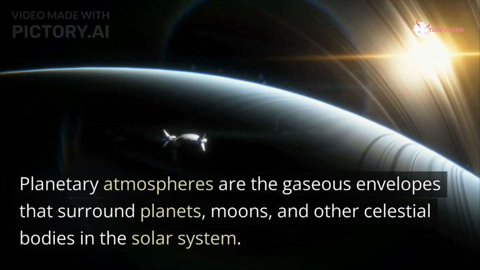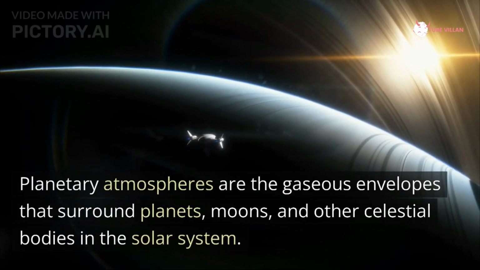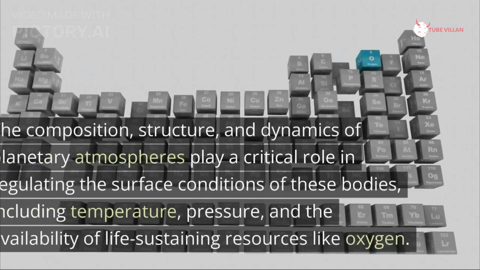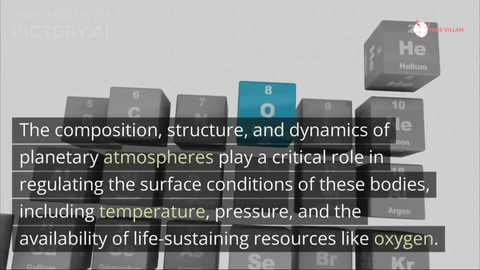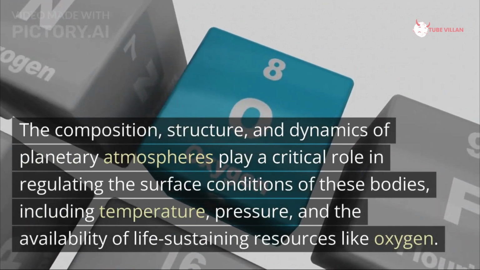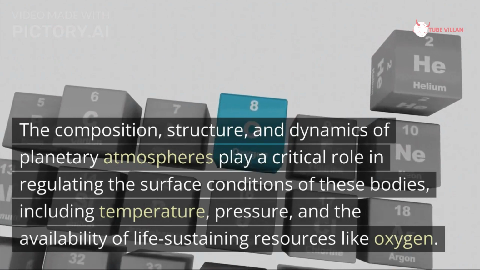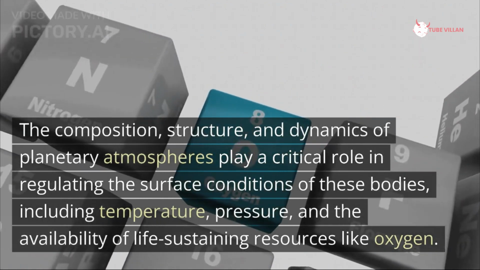Planetary atmospheres are the gaseous envelopes that surround planets, moons, and other celestial bodies in the solar system. The composition, structure, and dynamics of planetary atmospheres play a critical role in regulating the surface conditions of these bodies, including temperature, pressure, and the availability of life-sustaining resources like oxygen.